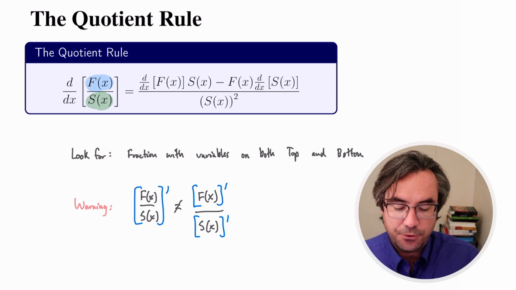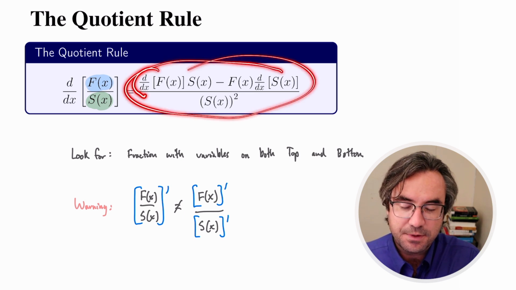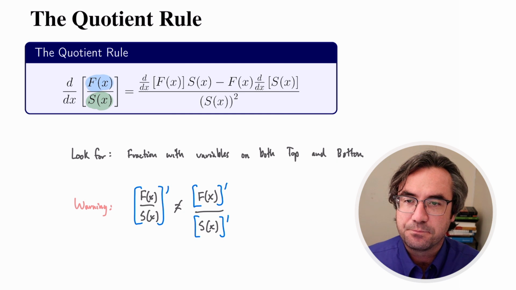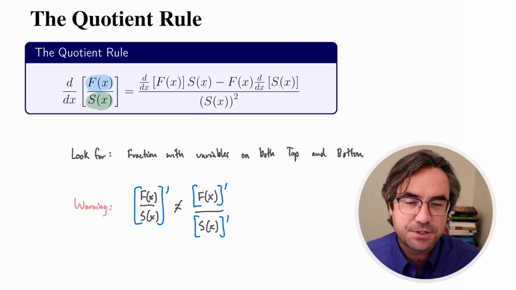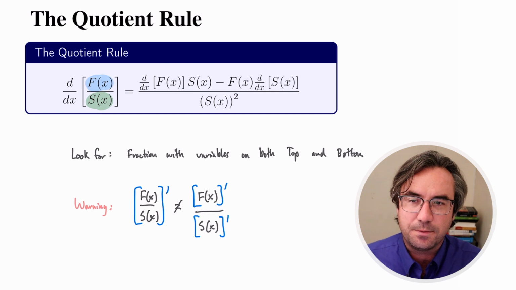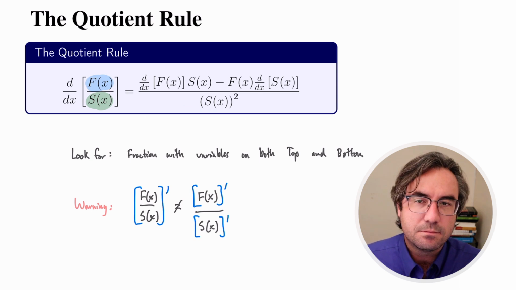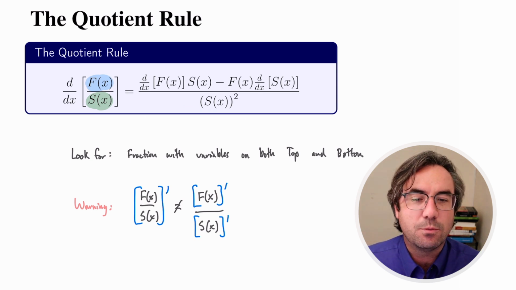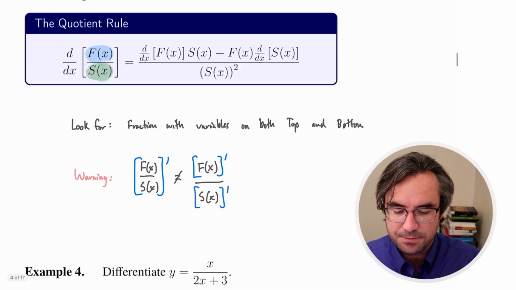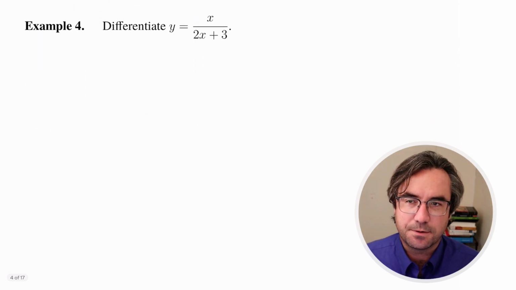So instead what we do is we have this more involved formula. And we're going to see how to use this formula. You can see the numerator here looks like the product rule. So we'll come back and talk about this formula a little bit more in a second. But let's try an example to see how this works. So let's try example 4 here.